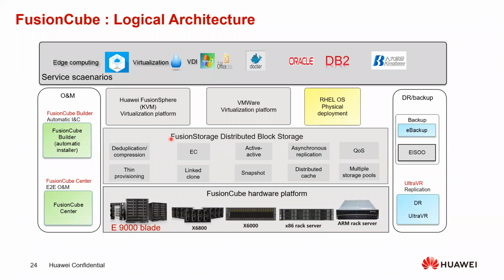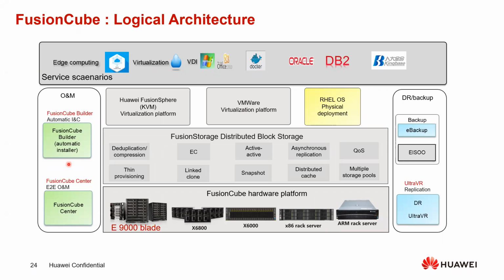So in line with the last question asked about the software components, the first is FusionStorage, the distributed block storage component. This is a software component, and the next one is your virtualization software. Maybe you can choose VMware or the Huawei FusionSphere, and the third one is the O&M, which is your FusionCube Builder and the FusionCube Center. So this together is one O&M system, and optionally we can also integrate with the backup environment, so eBackup or UltraVR system for our remote replication or the remote data center environment.